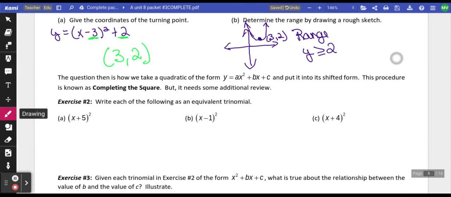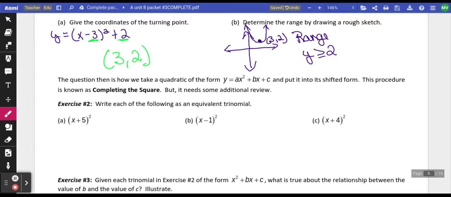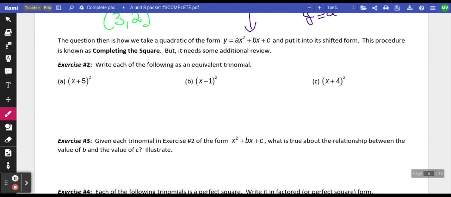Now, the question then is, how do we take a quadratic equation in the form y equals ax squared plus bx plus c and put it into the shifted form, or vertex form? We're going to use completing the square. So let's review when we're talking about perfect square trinomials. So I want you to pause and do A, B, and C and come back and check.